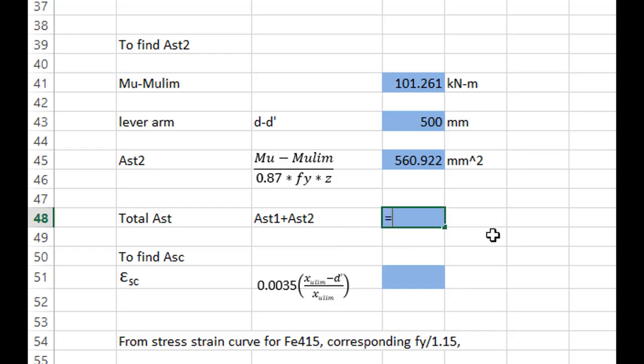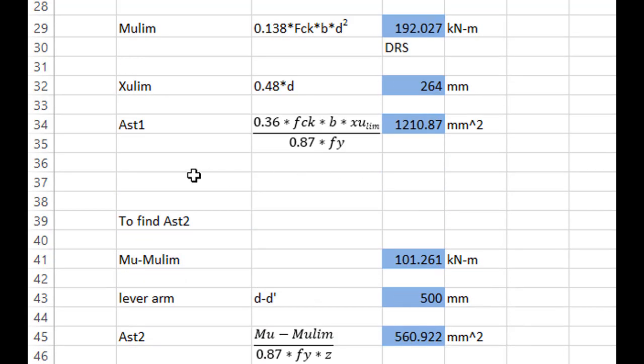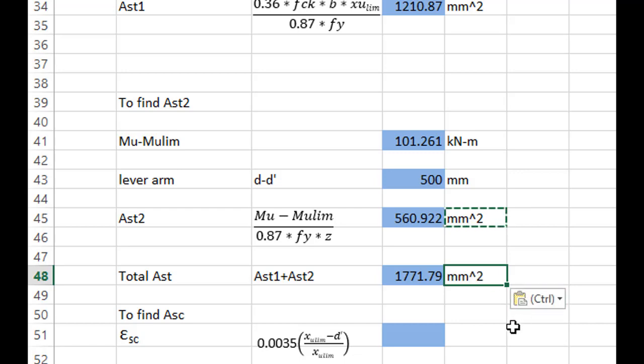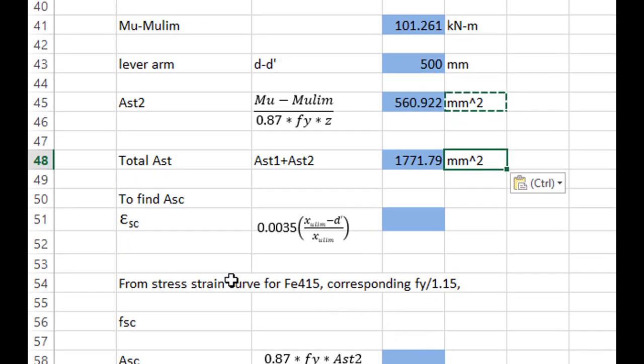So let us go further, let us calculate that total AST, this plus the AST2 is this value. So we have obtained 1771.79 mm square. Now total AST we have calculated. We have to find the ASC, area of steel in compression zone.